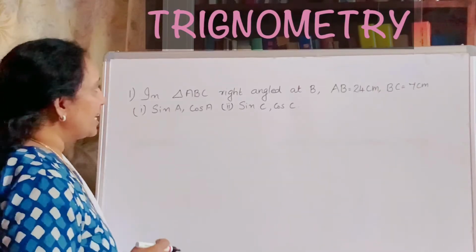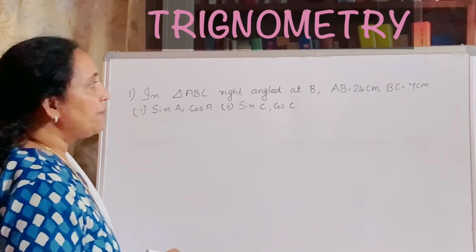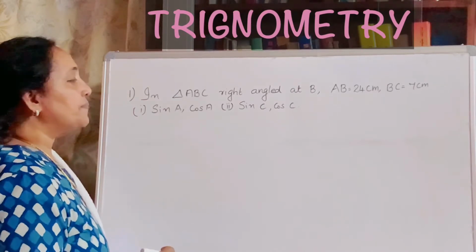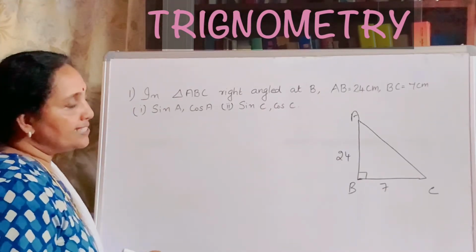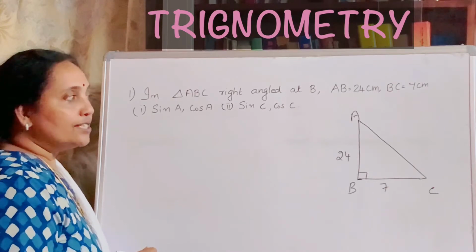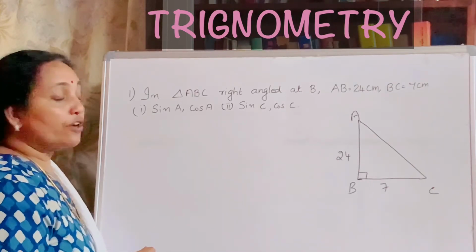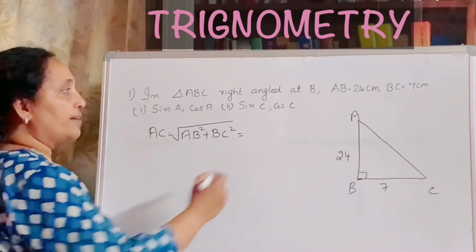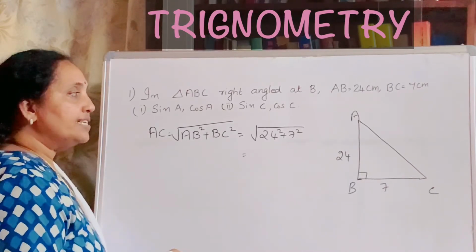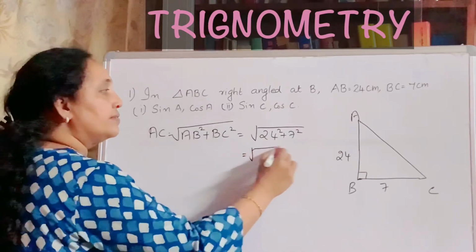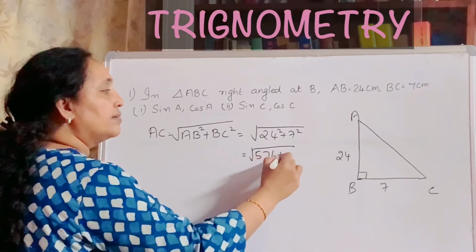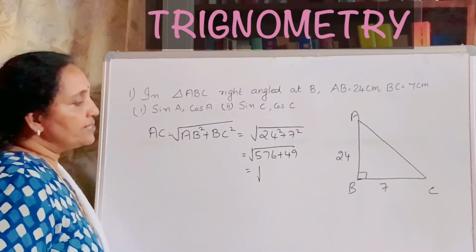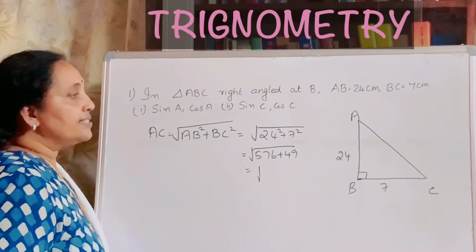Question number 1. In triangle ABC, right angle at B, AB 24 centimeter, BC 7 centimeter. So draw the figure first. Now you will get the value of AC by Pythagoras theorem. AC is equal to root of AB square plus BC square, that is equal to root of 24 square plus 7 square, is equal to root of 576 plus 49. That is root of 625. That is AC is 25.